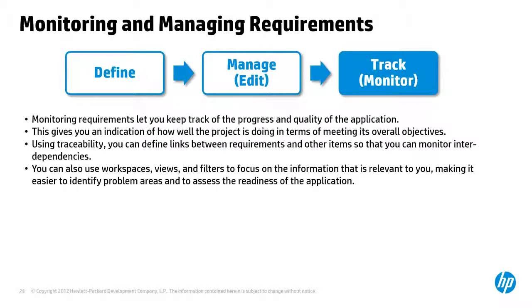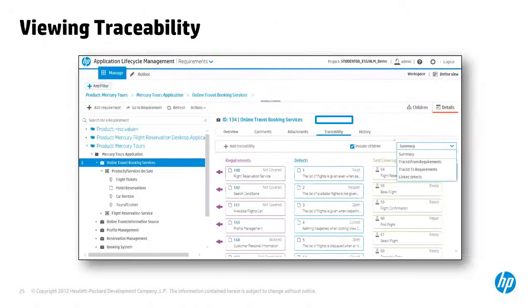So when we talk about tracking requirements, it allows us to track the progress, and here we can actually see traceability. One of the new things that was added in the ALM web view is the ability to view traceability links between entities in a different sort of view. We can also see different views and filters and focus on specific records if need be.